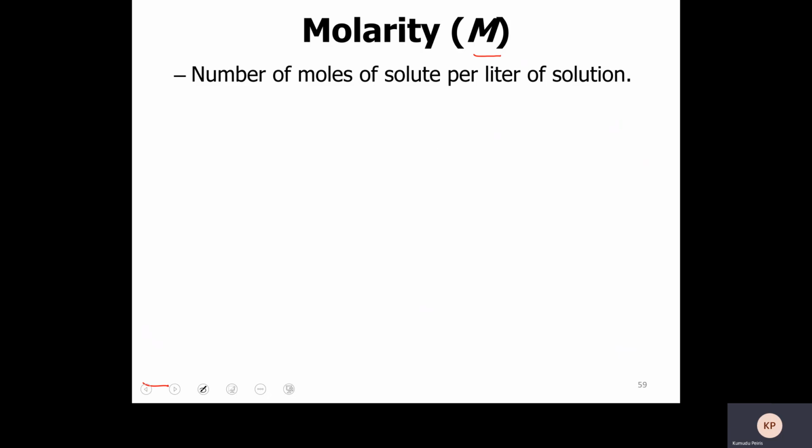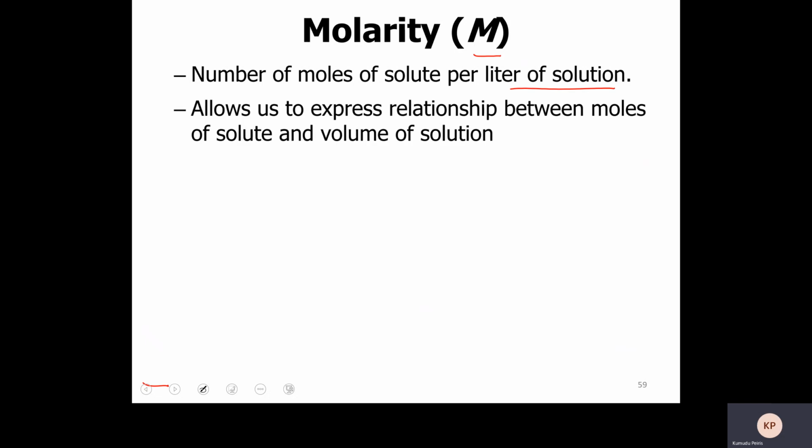Again, the molarity is calculated by dividing the number of moles of solute dissolved in a liter of solution. So, this relation, the molarity, allows us to relate the moles of the solute and the volume of the solution. The molarity is the conversion factor between the moles of solute and the volume of solution.